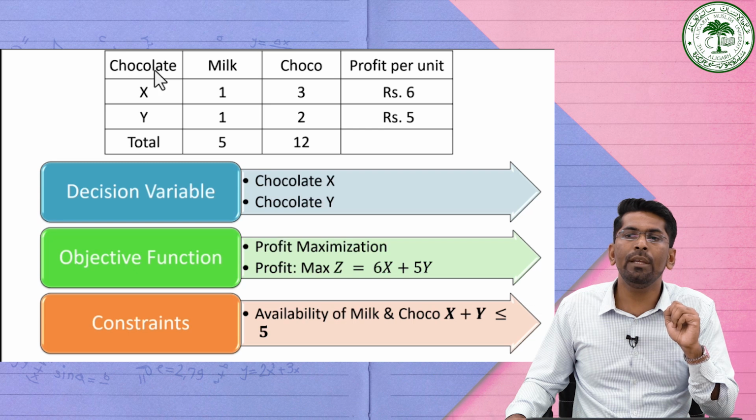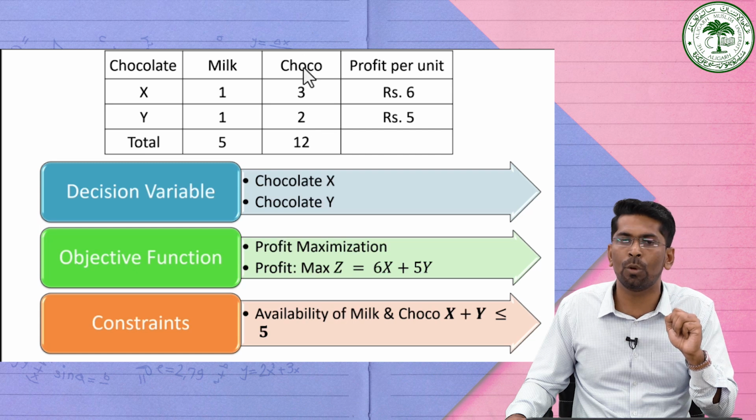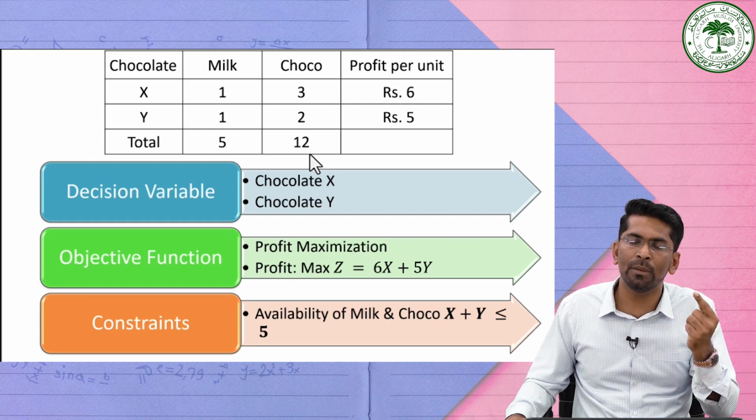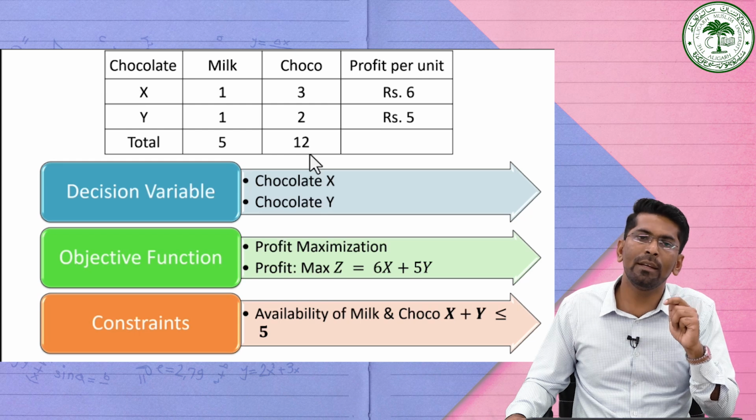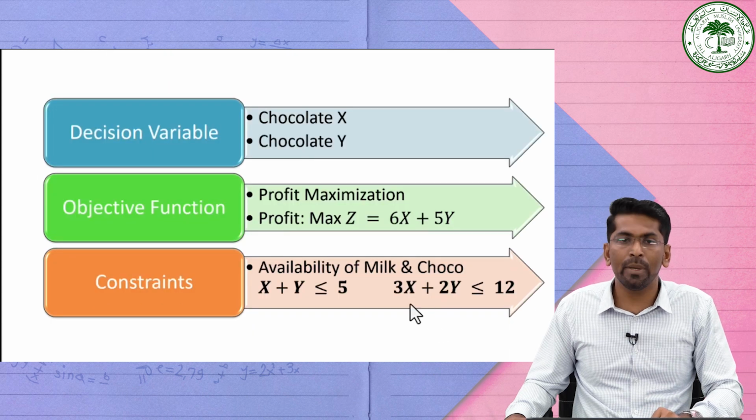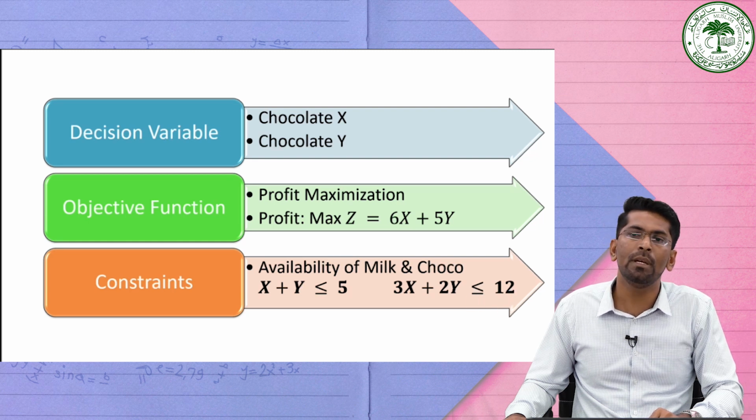Similarly, for producing each unit of chocolate X and Y, it requires 3 units and 2 units of choco. So the total amount of choco available here is only 12 units. So again, this is another restriction. Availability of choco is also another restriction. Maximum available units of choco is 12 units. So again, I am representing mathematically the second one, that is 3x plus 2y, which is less than or equal to 12 units.